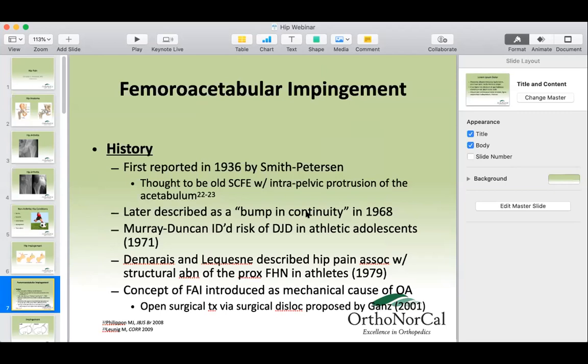Looking at it, it's something that was recognized but not necessarily treated as a pathologic entity, especially if you consider that the concept of sports medicine or surgery or medicine in general to improve sport performance isn't something that really gained popularity until the late 70s or through the 80s.